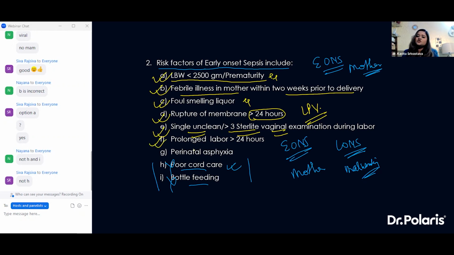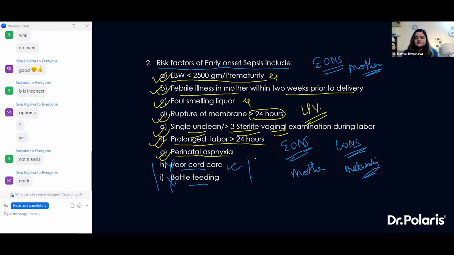If the mother has been in prolonged labor for more than 24 hours, it can again result in onset of sepsis. And if the baby is born with perinatal asphyxia, that means the time of birth was very much prolonged. So if asphyxia is happening, again, the baby can get depressed. It can result in onset of neonatal sepsis.